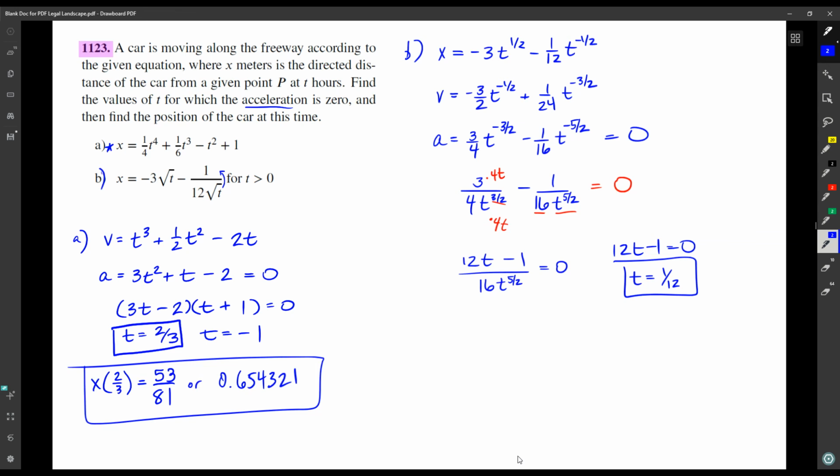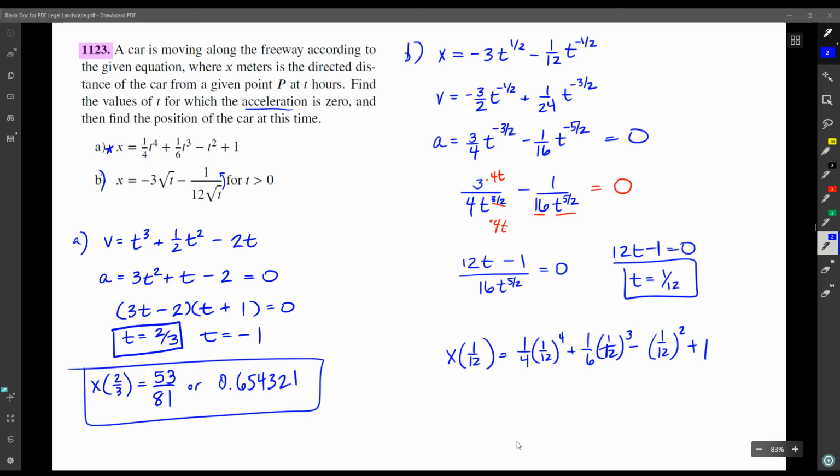So to do that, we want to take x of 1/12 and plug that in. So 1/4 times 1/12 to the 4th plus 1/6 times 1/12 to the 3rd minus 1/12 squared plus 1. I'm going to leave that to you, the calculus student, because I don't have my calculator pulled up right now, and I would definitely be using my calculator for that. That finishes everything here on 1123B.